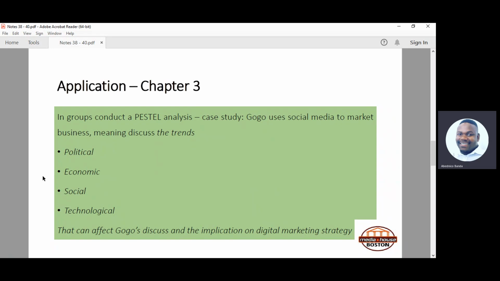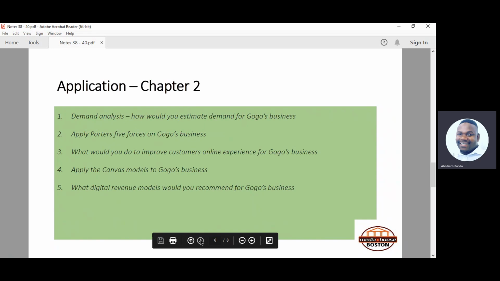So there are lots of things that you can have a look at when conducting a PESTLE analysis, the things that can affect Gogo's business. So you can discuss and look at the implications on her digital marketing strategy, her use of the Facebook page, or her use of other platforms that she may want to use. So that's PESTLE analysis. You can also do competitor analysis, where you look at demand analysis.